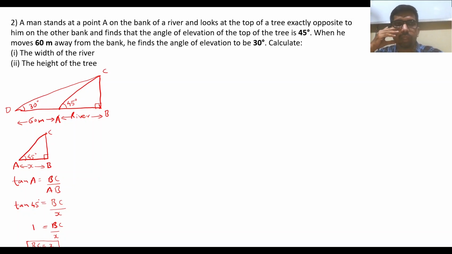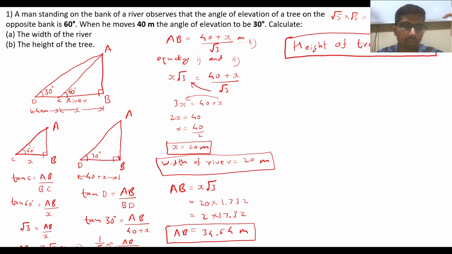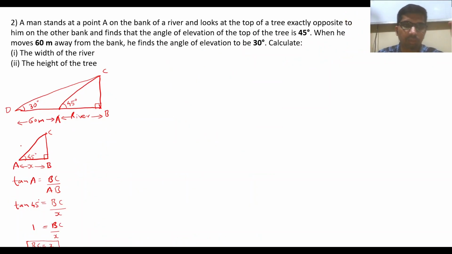Sort. When he moves 60 meters away, now we'll take the second part. Now again, see last time what we did. We had taken this full distance as x plus 40. Same thing. Now this man is walking 60 meters away. So this BD will be what? 60 plus x. We'll add the distance together.